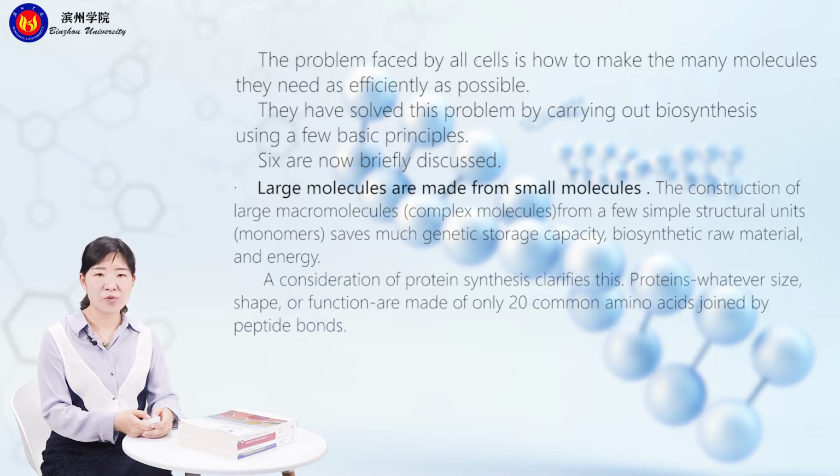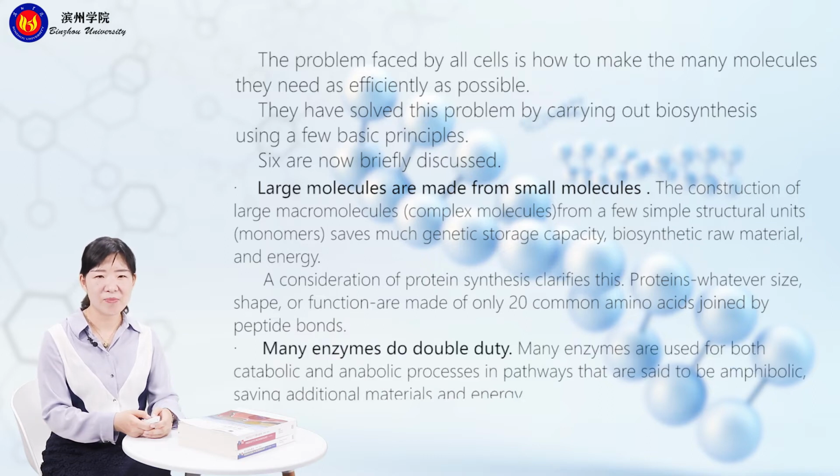A consideration of protein synthesis clarifies this. Proteins, whatever size, shape, or function, are made of only 20 common amino acids joined by peptide bonds. Second, many enzymes do double duty. Many enzymes are used for both catabolic and anabolic processes in pathways that are said to be amphibolic, saving additional materials and energy.